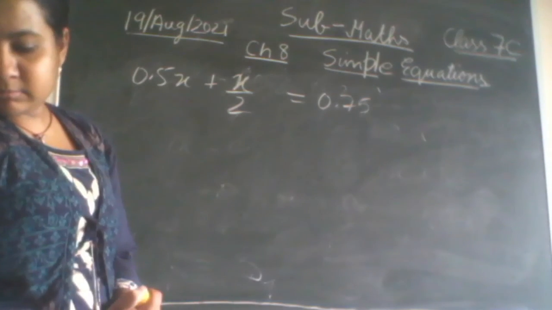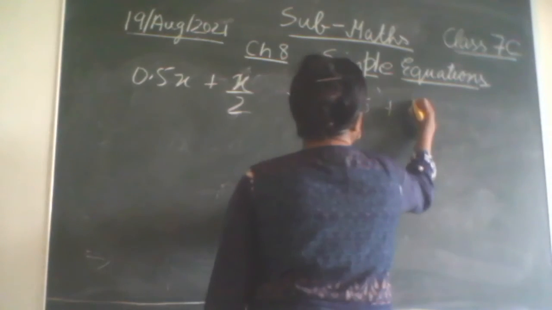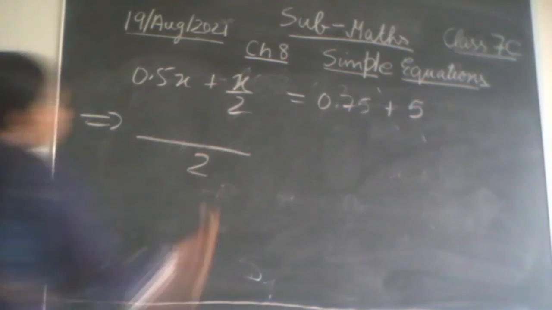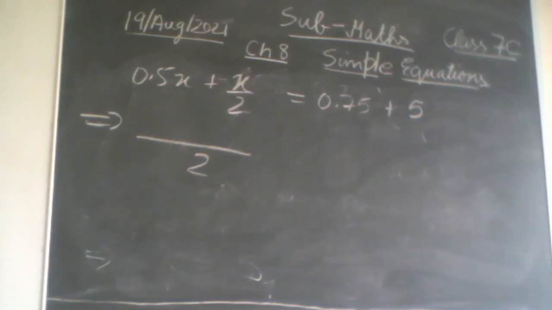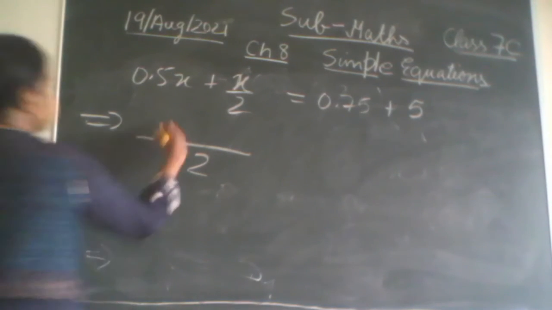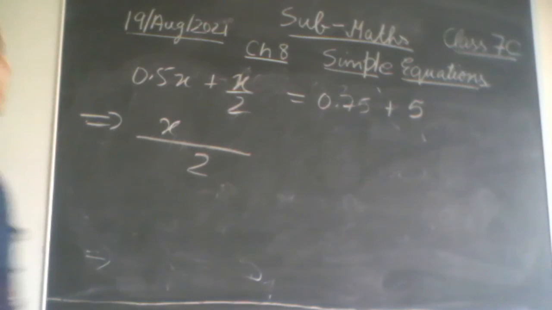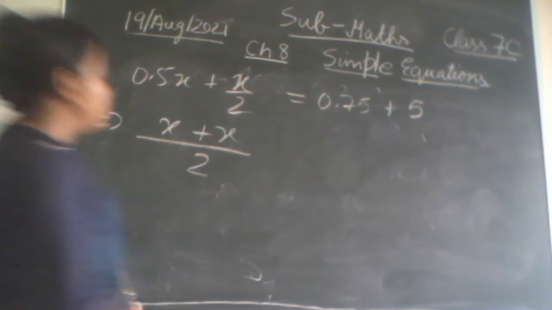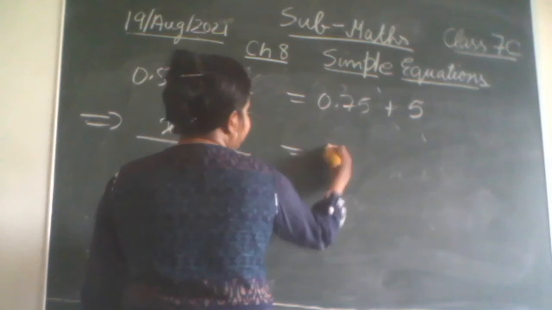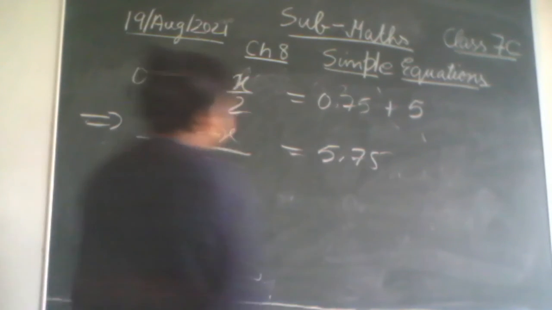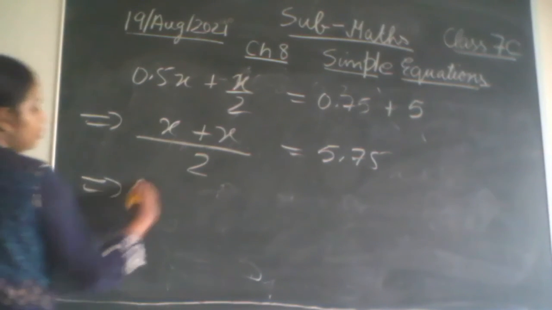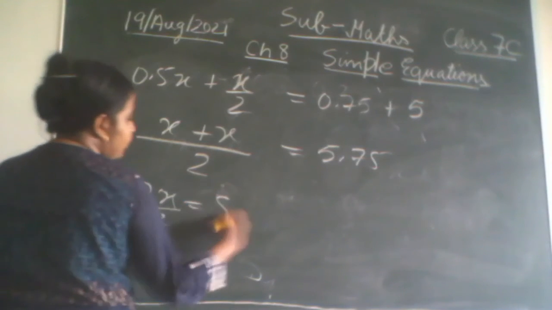0.75 plus 5. That will be added easily. 0.5 or 5? Ma'am, only 5. So LCM is 2. 2 into 0.5 is how much? 1. So that is 1, x plus x. Am I correct? Yes, ma'am. And it is 5.75. So 2x by 2 is equal to 5.75.